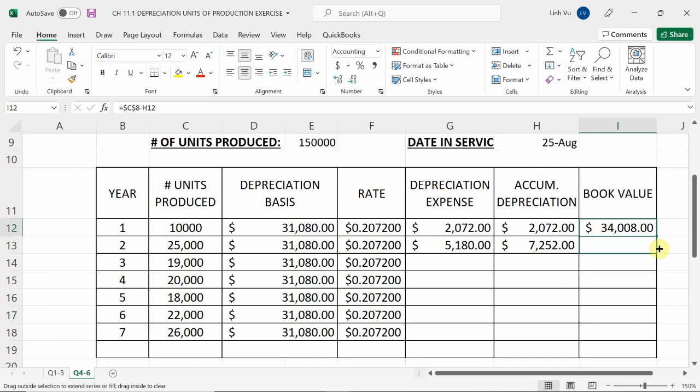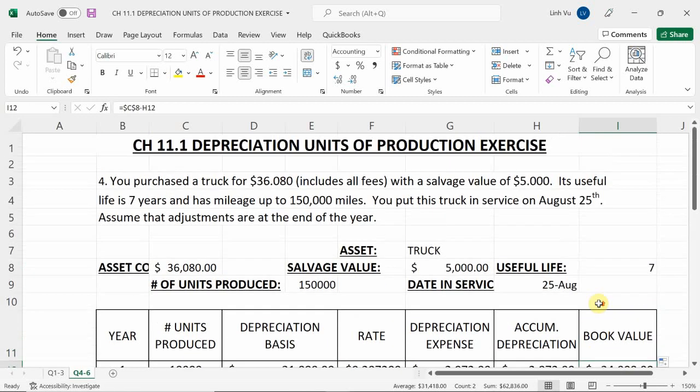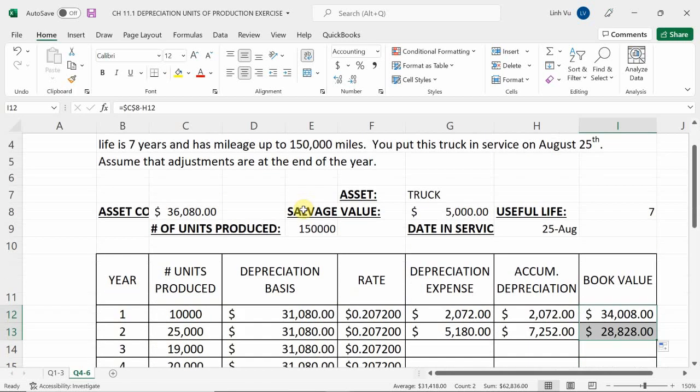So it'll be the 36 minus 7,000. What was the amount again? 36,080. 36,080 minus 7,252. 36,080 minus 7,000 is 29,080, minus 252, that's 28,828. Yes. Good.